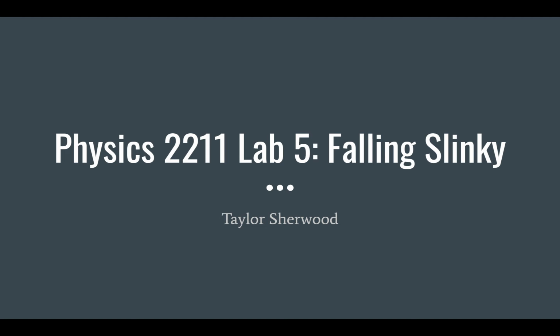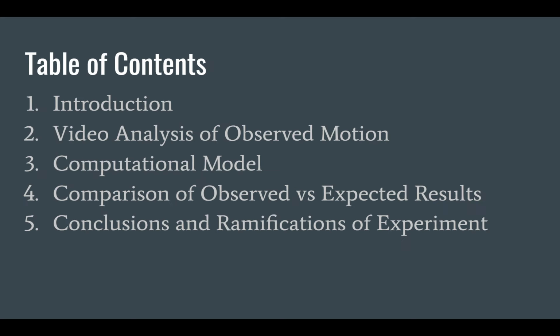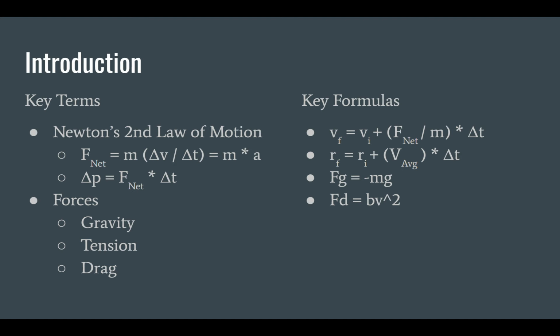Hi, this video is a presentation for Physics 2211 Lab 5 on the motion of a falling slinky. In this video, I'll introduce the experiment and explain some key terms and formulas, show my analysis of the physically observed motion, produce a complementing computational model, compare the results between these two processes, and conclude by discussing the ramifications of this experiment. The first key concept to understand is Newton's second law of motion.